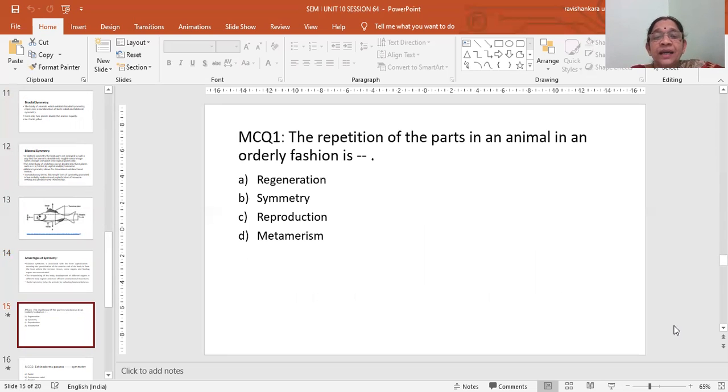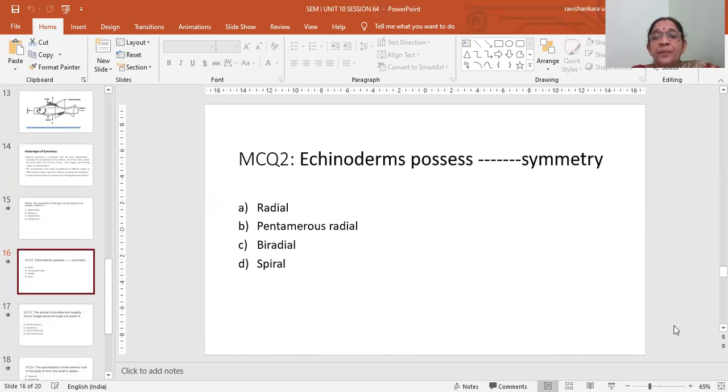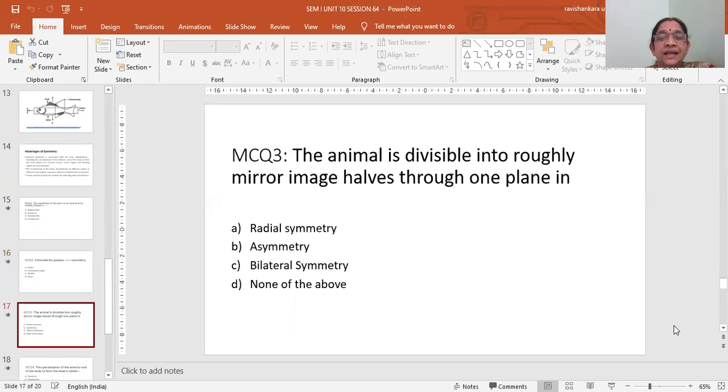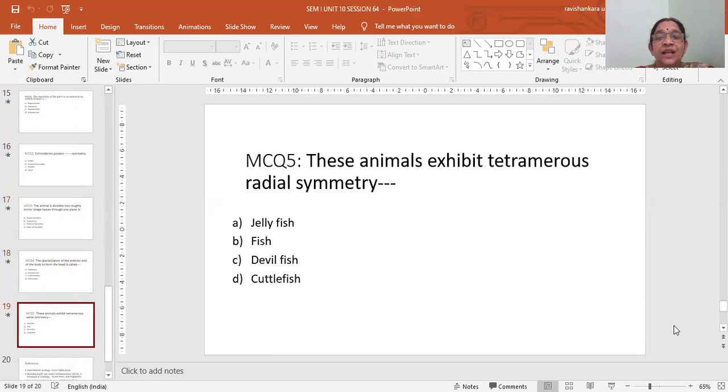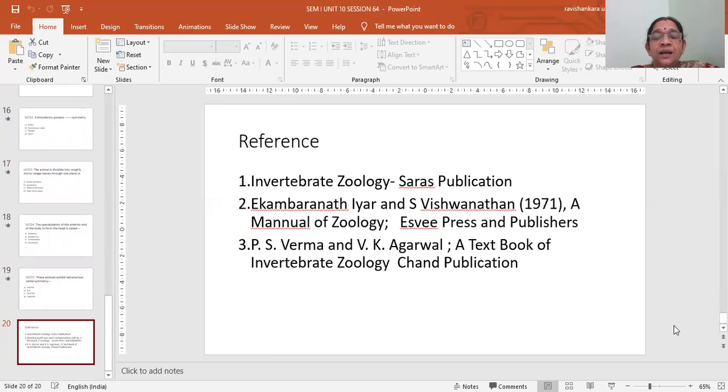Repetition of the parts of an animal in an orderly fashion is known as symmetry. Echinoderms possess pentamerous radial symmetry. The animal divided into roughly mirror image halves through one plane is bilateral symmetry. The specialization of the anterior end of the body to form a head is known as cephalization. These animals exhibit tetramerous radial symmetry. They are jellyfishes.